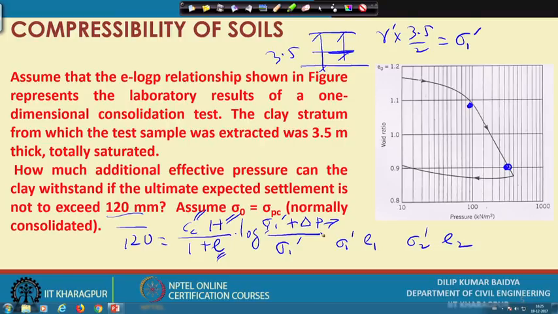I am not calculating all the steps, you can please do the calculation completely and find out what is the delta p required. So, the answer probably will be delta p equal to 27.42 kilonewton per meter square. So, you can verify this, and with this I will stop here.